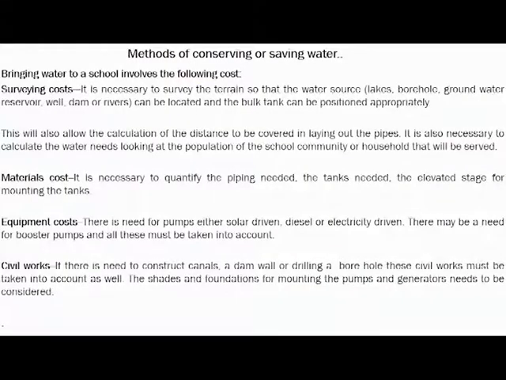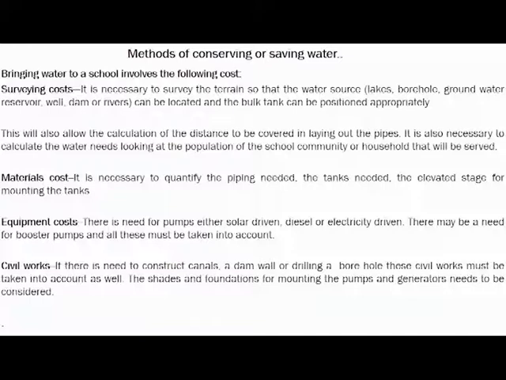Now, continuing with the methods of conserving or saving water, under this one again, I just want us to look at the issue that when you are bringing water to a school, it also involves some cost, because it's not just easy. If you want to bring a water facility to a certain school, it has a lot of cost, because you have to look at many costs. For example, surveying costs can be carried out.